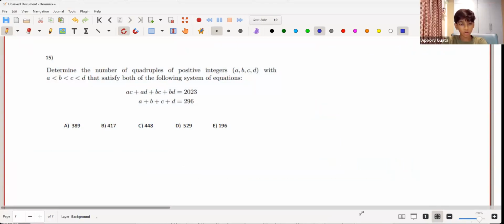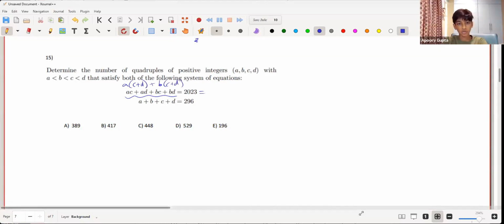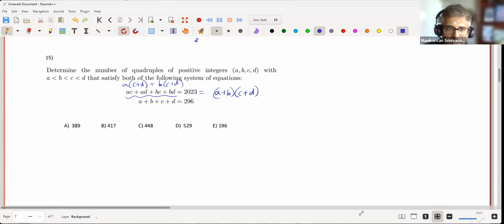So I'm not sure, but I think I know how to start. Yeah, go ahead, Apurv. So you can say AC plus AD plus BC plus BD. You can simplify that to multiply A plus B into C plus D. Exactly. And then you can also write A plus B plus C plus D. You can take A plus B as one number, C plus D as one number. And then instead of looking for a quadruple, you're looking for a pair of numbers that multiplies to 2023 and adds to 296. Very good. Very good start. So A plus B times C plus D is this.